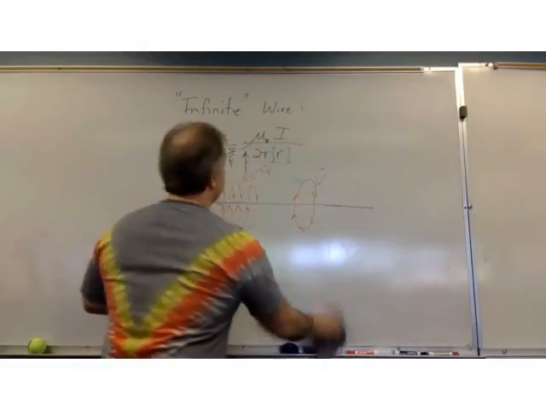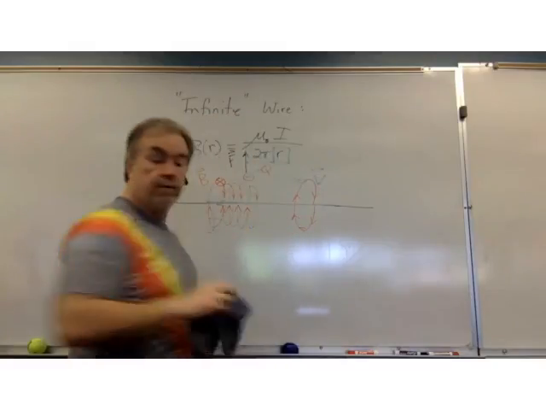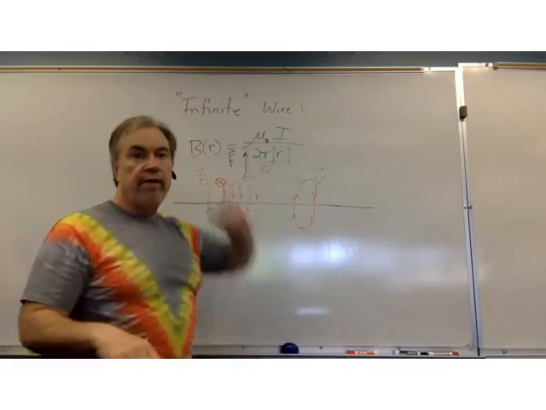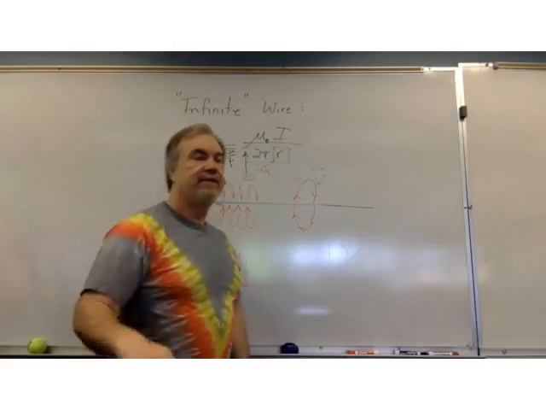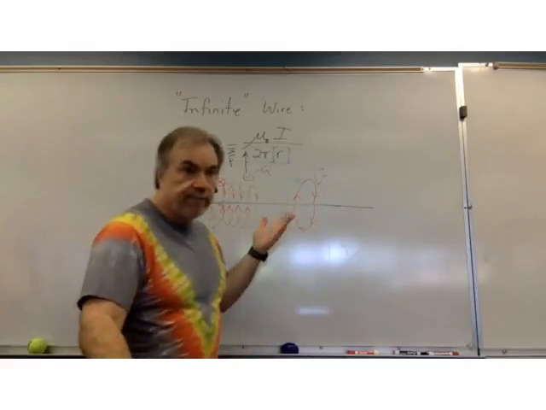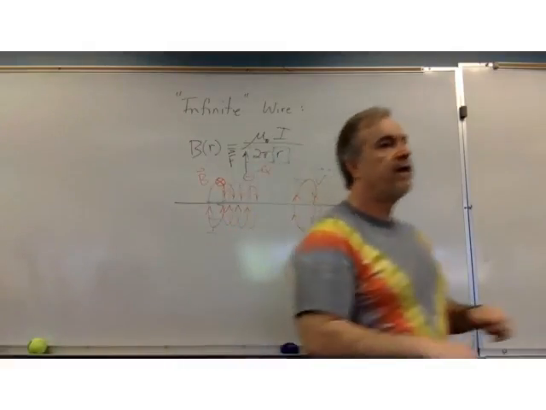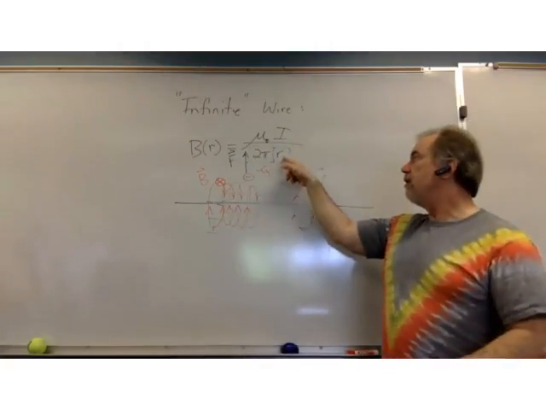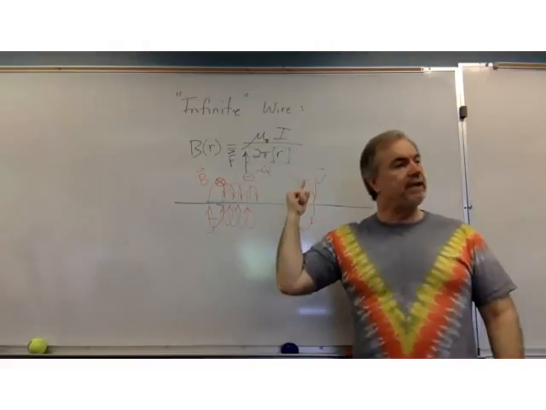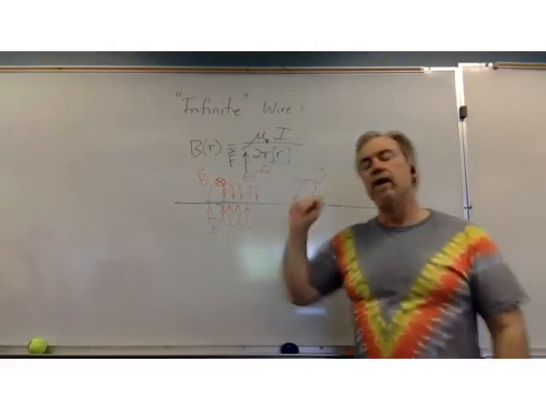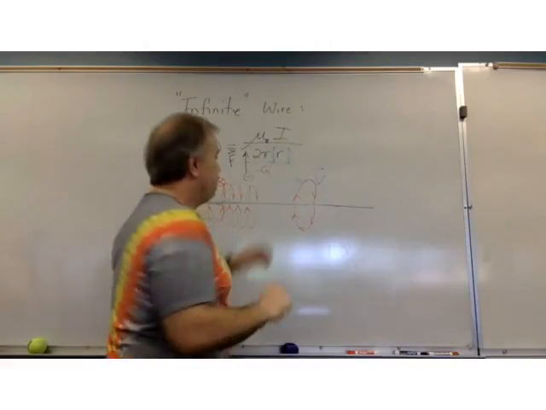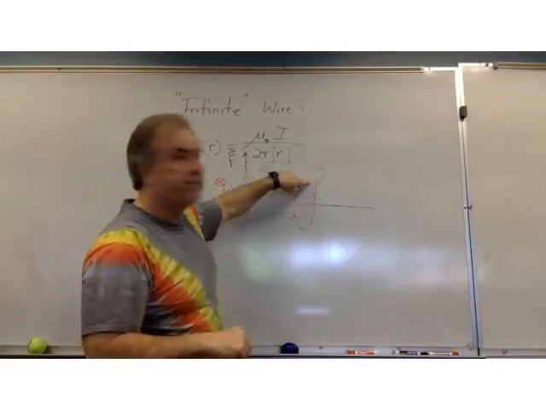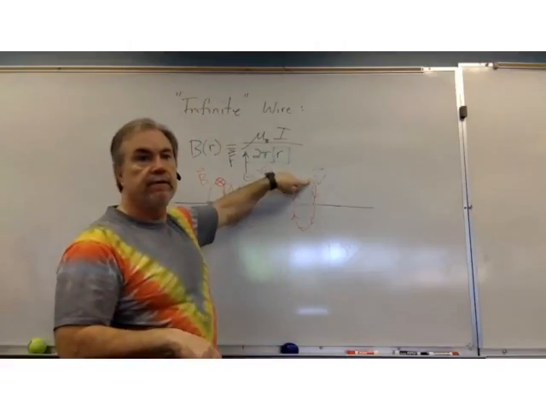I started off though wanting to talk about this 2 pi r in the denominator, and it's the circumference of a circle. And then you start wondering, well, first of all, is it really a circumference of a circle? Well, not really, because r is not the radius. Well, actually, maybe it is the circumference of a circle. R is the distance from the current to the point in space where you want to calculate the field.